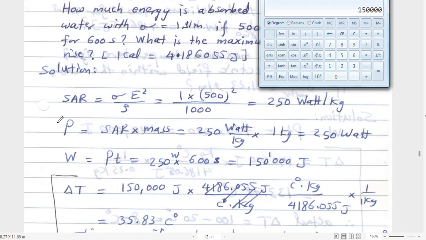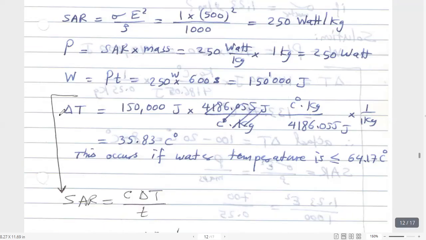Now I want to calculate the temperature increase. We use this equation: SAR is equal to C delta T over T, where C is the specific heat of water or of the tissues, delta T is the temperature increase, and T is the time period. We have already calculated SAR. SAR is known and is constant for water, and T, the time period, is known. We calculate the possible temperature increase.